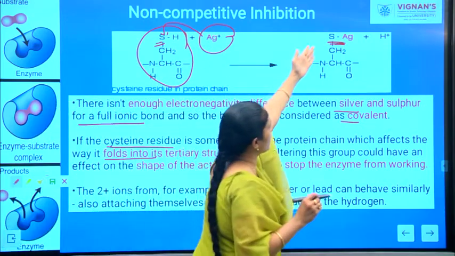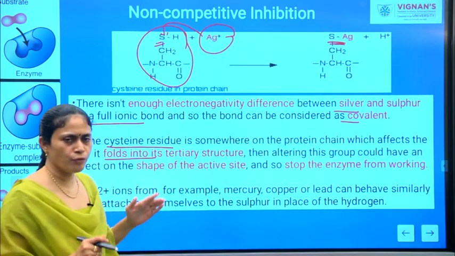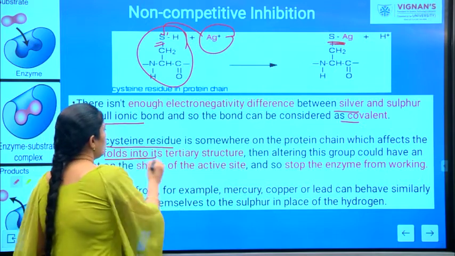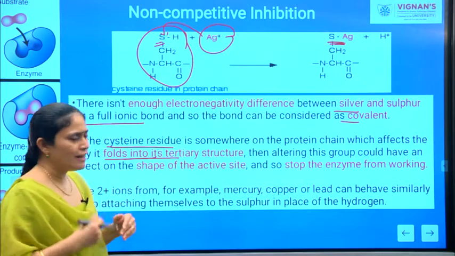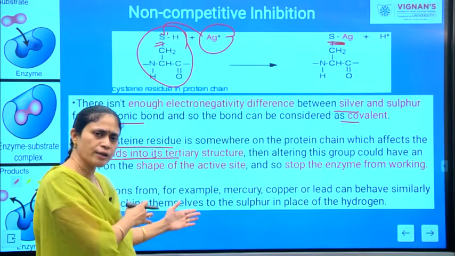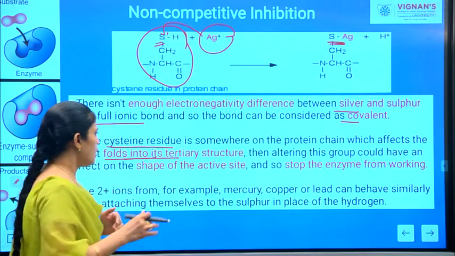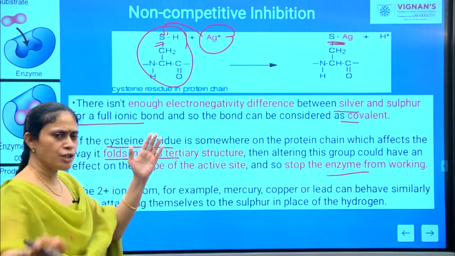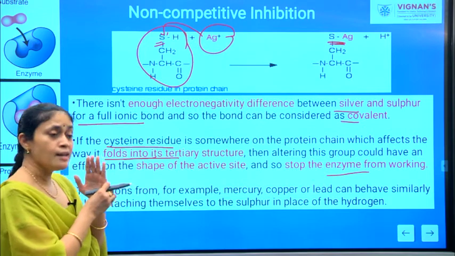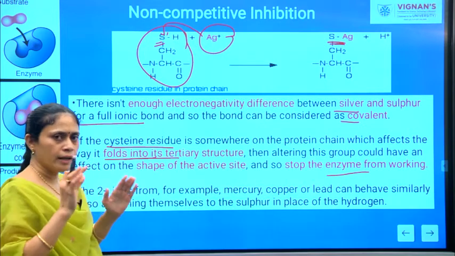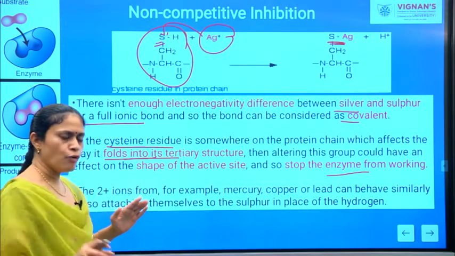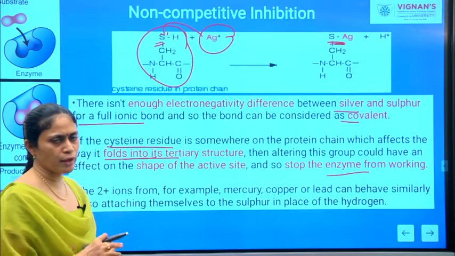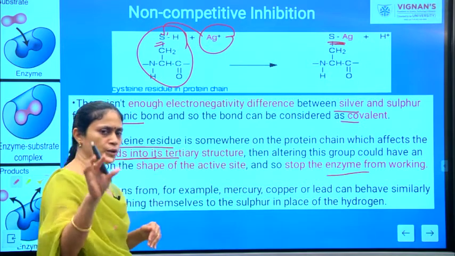Once your metal is going and binding to the sulfur group of your cysteine, what's happening? It's affecting the folding of your protein into your tertiary structure, which is having an effect on the active site of your enzyme. So, it will be stopping the enzyme from working. So, with the binding of metals to the sulfur group of your cysteine, they are hampering the folding of your protein molecule. Thereby, there will be a change in the active site of your enzyme, which is completely stopping the activity of your enzyme.